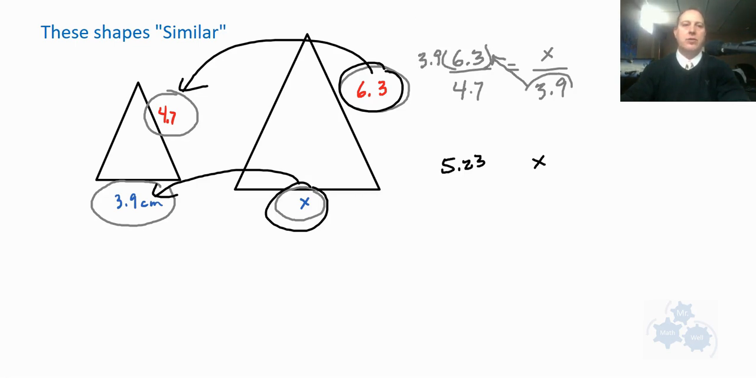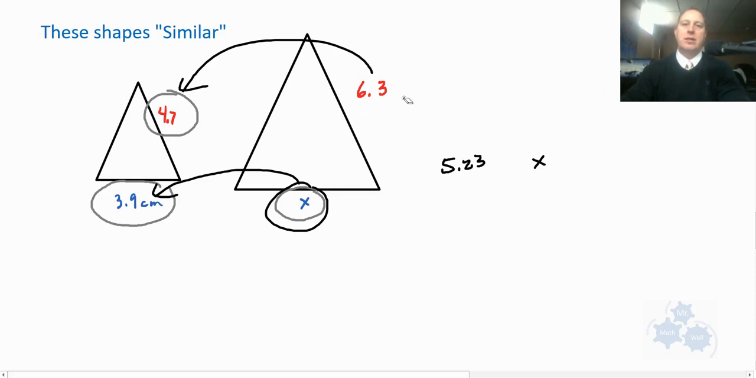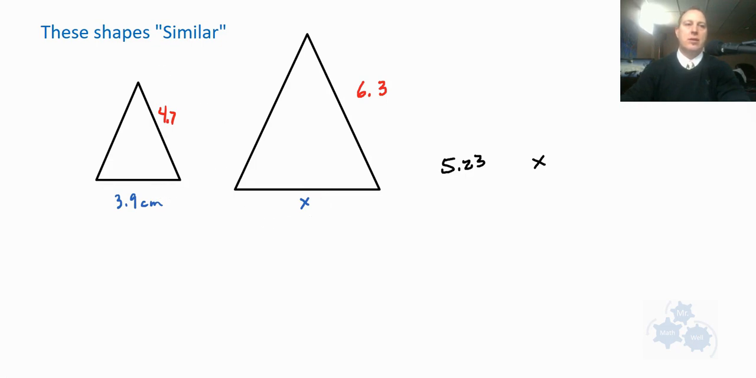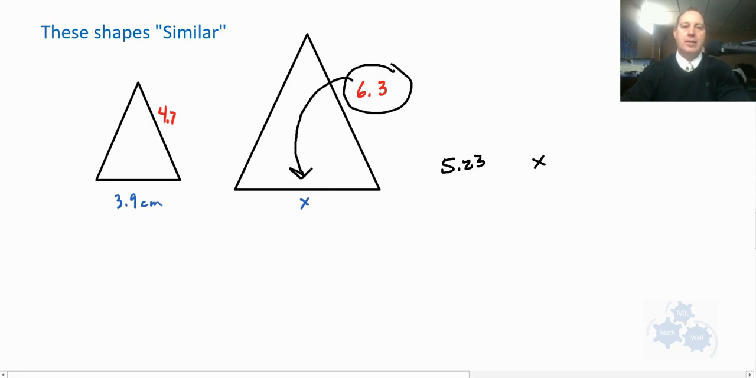Now, also another way you could do this, and it's really important to know this as well, is that you can use the numbers within the question, within the same triangle, really. So you could do 6.3 over x equals 4.7 over 3.9. Okay, so that would work as well, actually. This one's going to be a little bit extra work to get x by itself, because x is on the bottom, but just to show you that it can work.